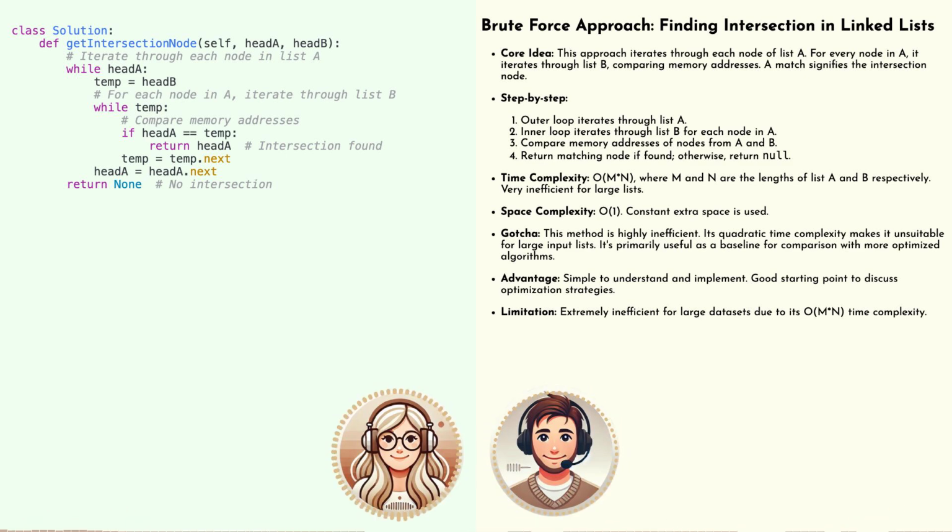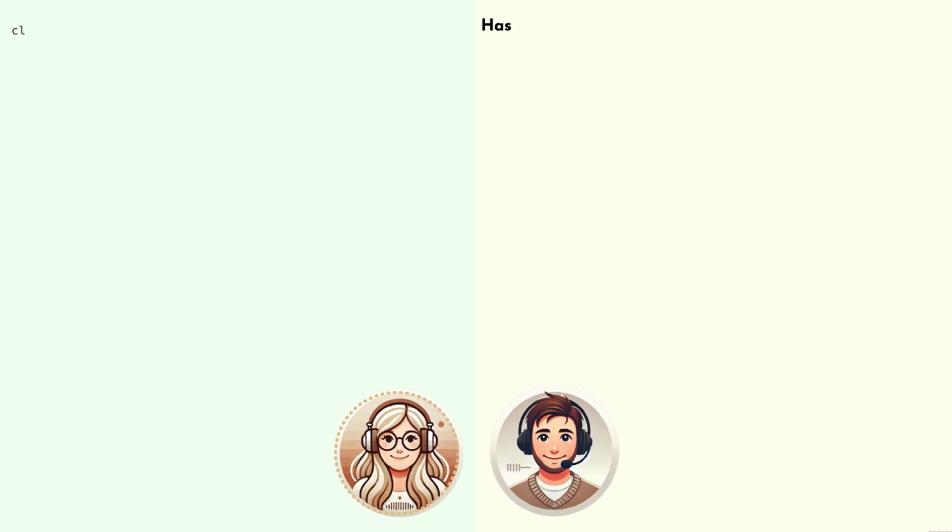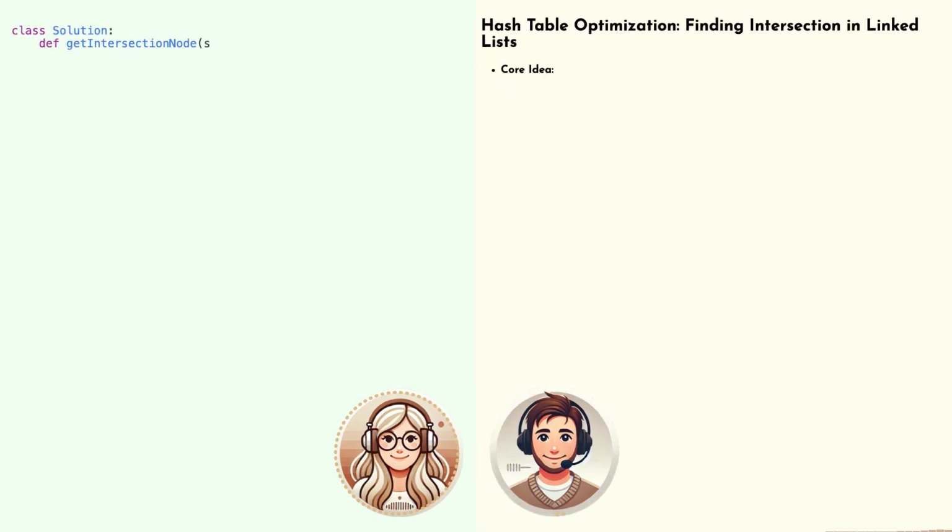And that's what we call time complexity, how the time it takes scales with the input. For this, it's O(n times m), where n is the length of the first list and m is the length of the second list. So if both lists have 1,000 nodes, you're looking at 1,000,000 comparisons. Brute force is like that reliable friend who always takes the scenic route. We need something a little faster.